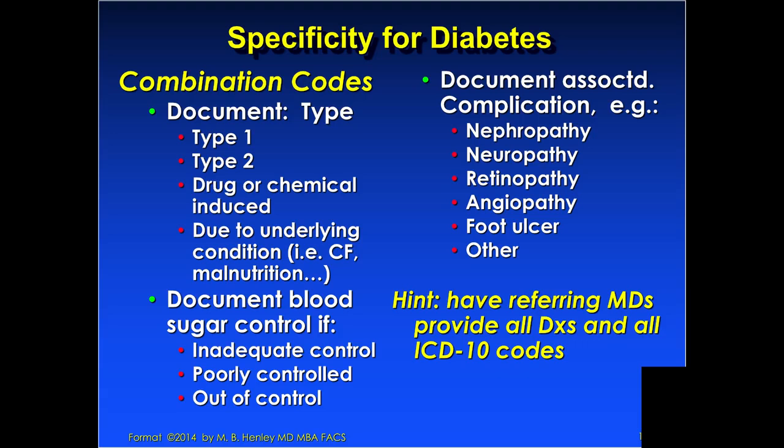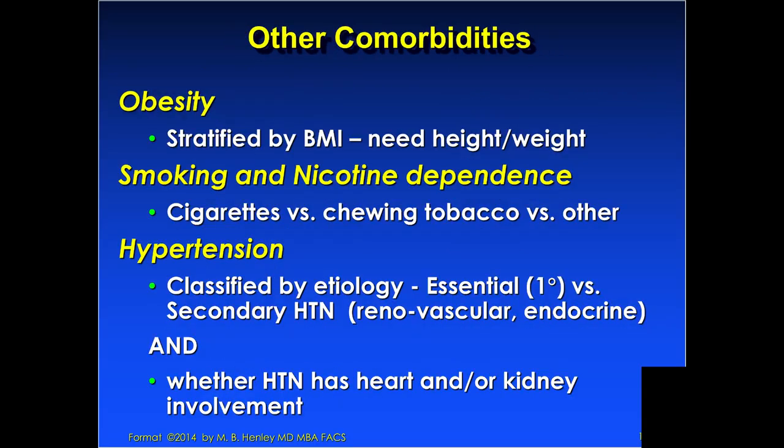You need to also document, if you know it, that the blood sugar control is inadequate, poorly controlled, or out of control, and don't ask me how you differentiate those. That's a clinical judgment. Obesity is now not just obese and morbidly obese. It's stratified by every 5 BMI, so you need to make sure that the hospital and your clinic get height and weight of your patients. Otherwise, you won't be able to categorize that.